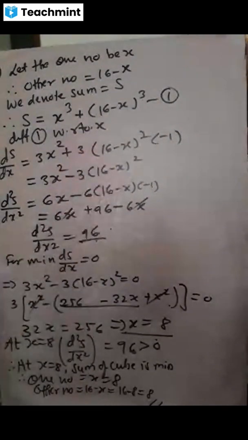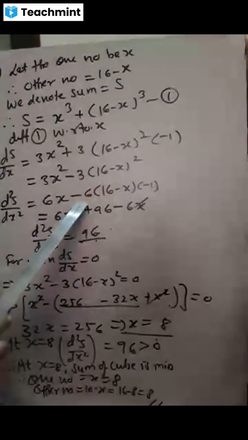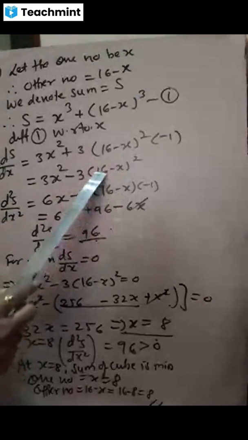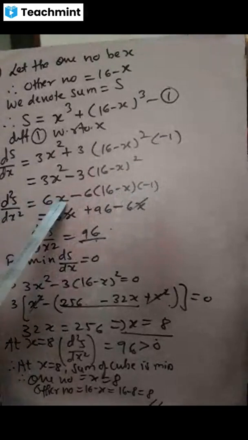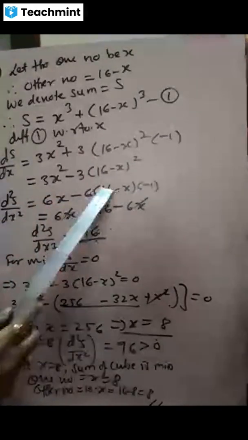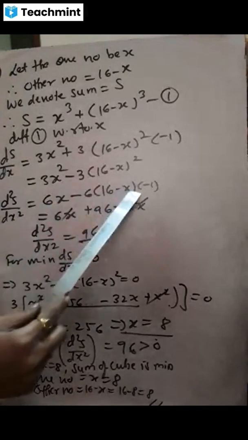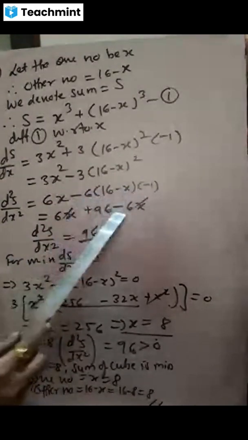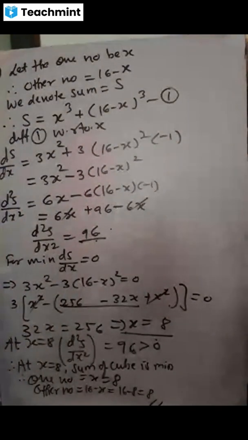Again differentiate here. So d2S/dx square equals 3 into 2 is 6x, plus 3 into 2 is 6, into the bracket (16 minus x), and this minus 1, so minus minus becomes plus. So 6x plus 16 times 6 is 96. And this is already minus, so the 6x gets cancelled. So d2S/dx square equals 96.